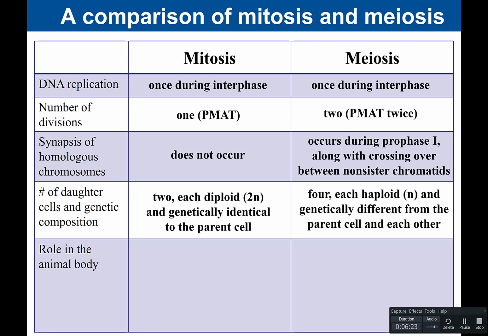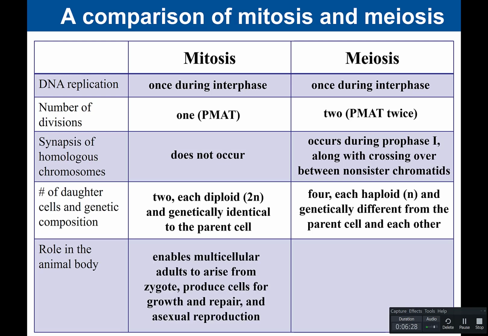Roles in the animal body. For mitosis, it enables multicellular adults to arise from a zygote, right? So it allows multicelled organisms to form, and produces cells for growth and repair. And in other organisms, mitosis is used for asexual reproduction without a parent.